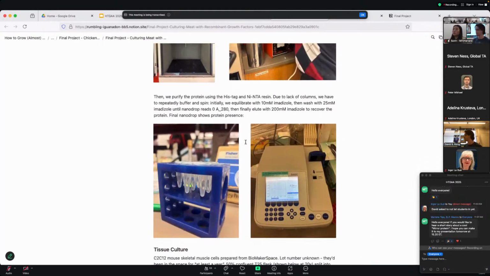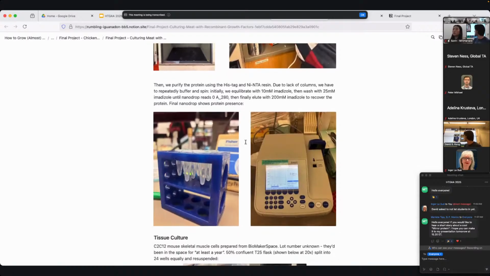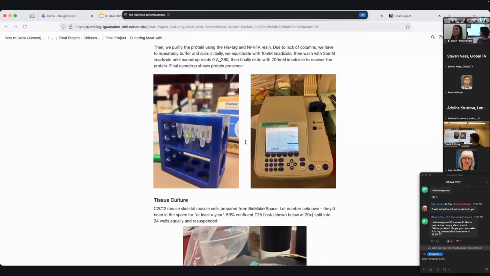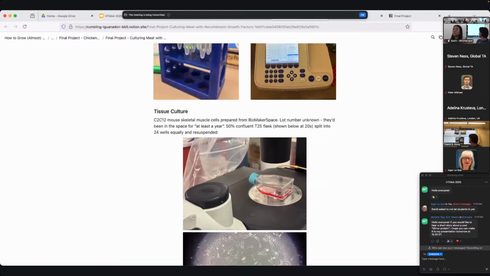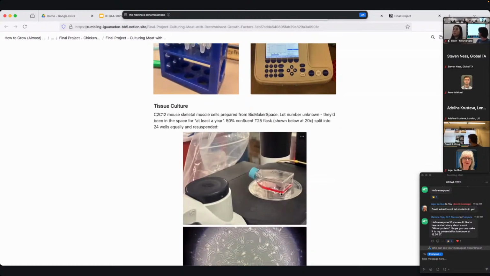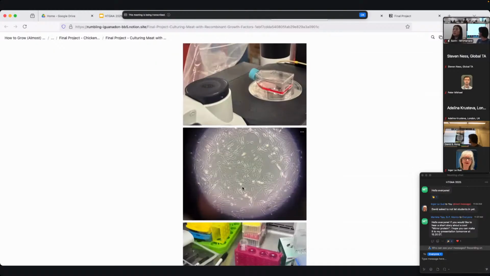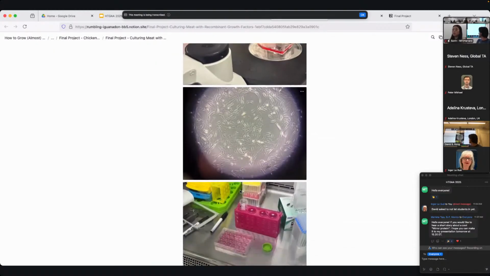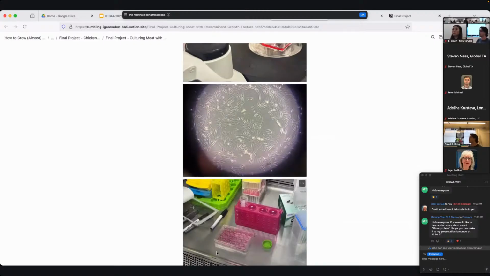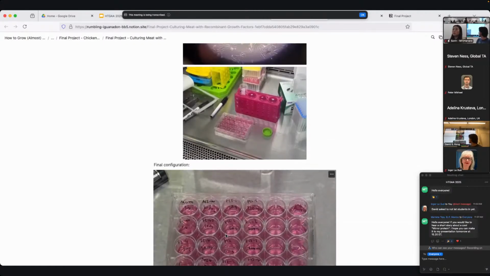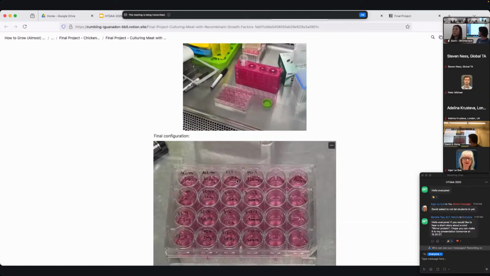The purification was really difficult. I think I may have messed this up actually. And then we started with the tissue culture. So this is the part that I really want to talk about. We start with this T25 full of C2C12 cells. This is what it looks like on the inside. It's about 50% confluent. And we basically broke it up into this 24-well plate. And then we, as I said, basically put in various concentrations of the proteins into the wells and left them for 2 days to simmer.